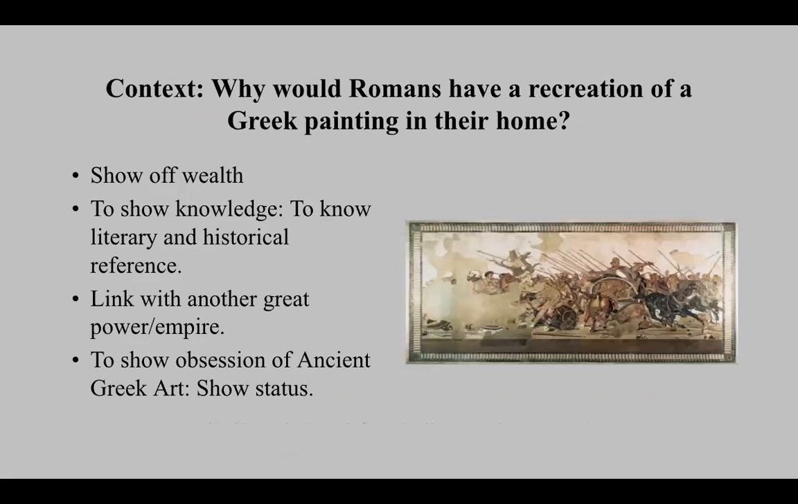Right. They were obsessed with Greek culture. That's why they adopted so much of it, right? So it was a great way of showing off their wealth, great way of making you look super smart, right? That you were aware of ancient Greek history or ancient Greek books, poetry, philosophers, anything Greek that they were excited about, right? It would link them to another great power, right? Link themselves to the great power. And it really does show their obsession with ancient Greek art.